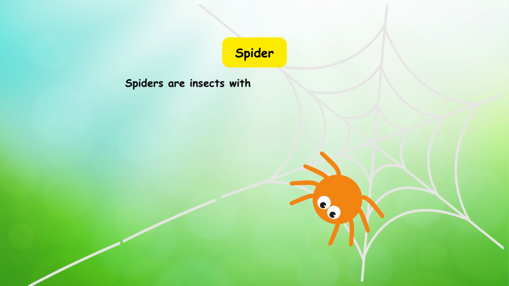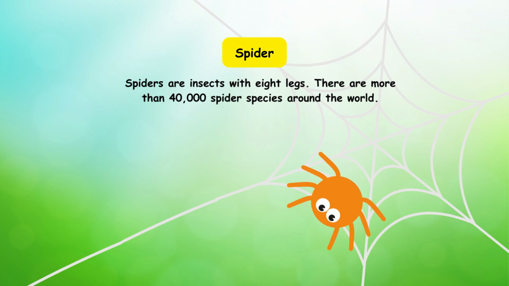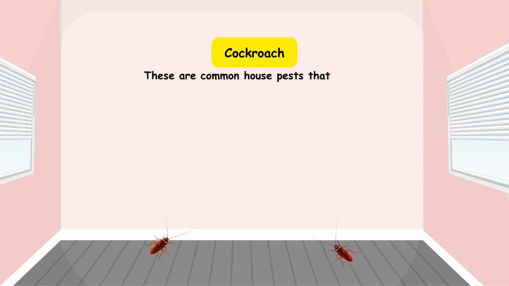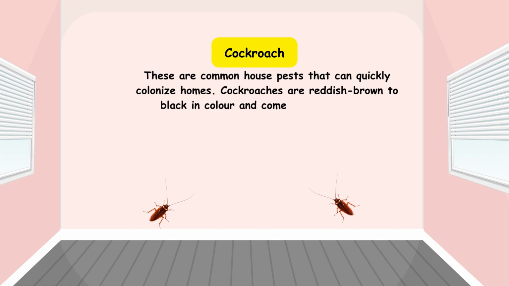S-P-I-D-E-R, spider. Spiders are insects with 8 legs. There are more than 40,000 spider species around the world. C-O-C-K-R-O-A-C-H, cockroach. These are common house pests that can quickly colonize homes. Cockroaches are reddish-brown to black in color and come in various sizes.